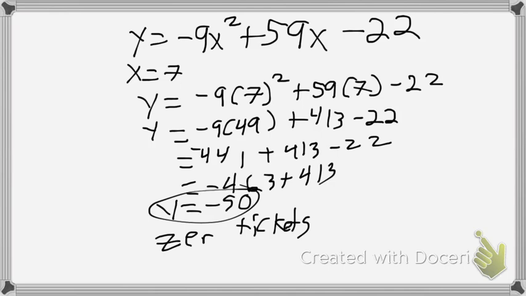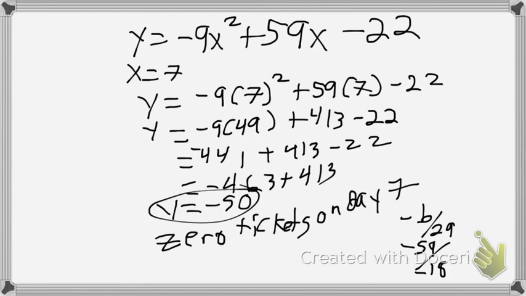So the second one asks what day does it sell the max number of tickets. Now, remember when we were talking about our maximum, that's going to be the vertex. So we know the vertex is at -b over 2a. B is 59, so we're going to go negative 59 over 2 times -9, or negative 18. And that's going to give me about 3 point something, which means that the max number of tickets are going to be sold on day 4.